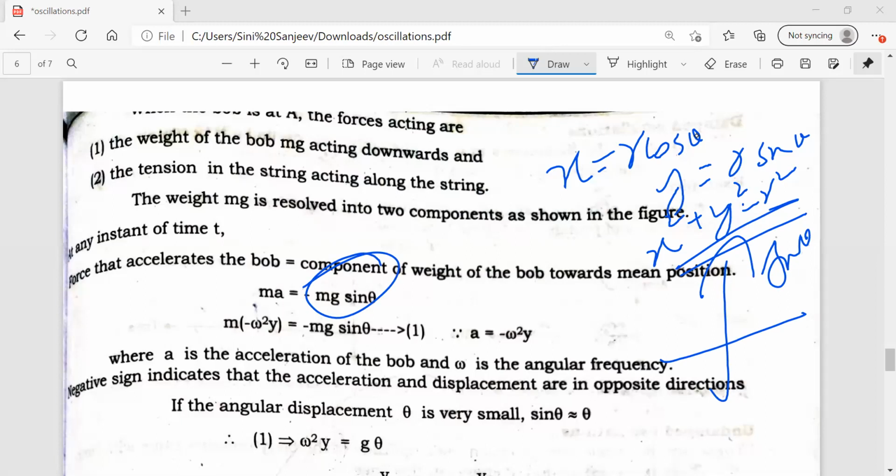So vector quantity in the sense what? What kind of product is that? Cross product. Cross product, what will come? Sin theta. Dot product, cos theta.